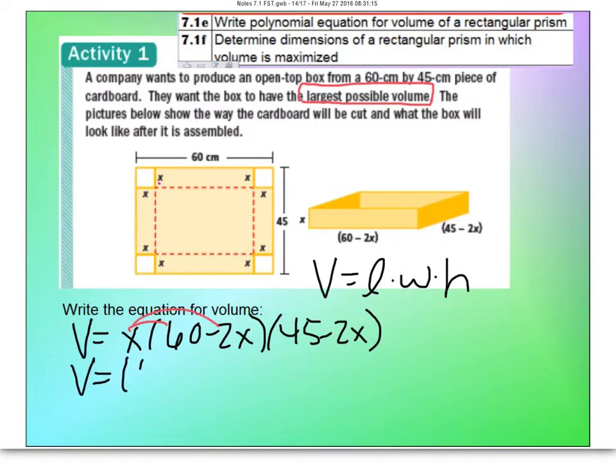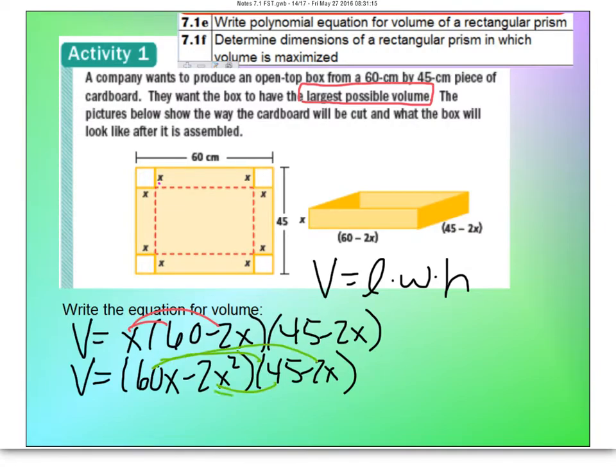It's easy enough. It's just going to be 60x minus 2x squared. And then we have 45 minus 2x. Now let's do the multiplication on this. We're going to do our complete distribution. Remember, this goes here, and then this one goes here. When we do that, here's what we're going to get in our long written out version.